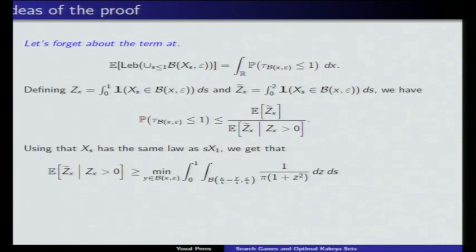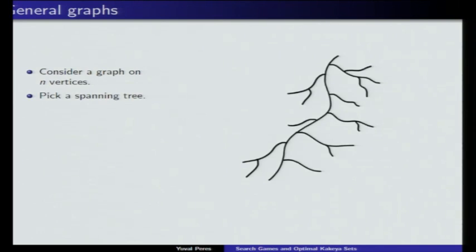Okay, so the proof is a simple calculation, which I'm going to skip. And finally, I want to say something about general graphs and an open question in that regard. So we just talked about the cycle, and I made claims about general graphs. Let's see how that relates.